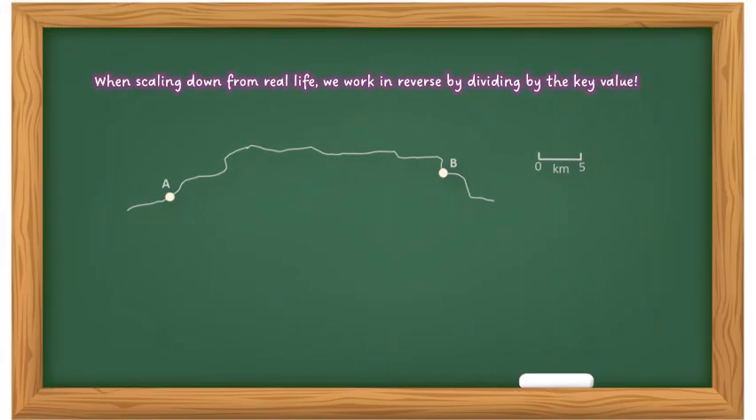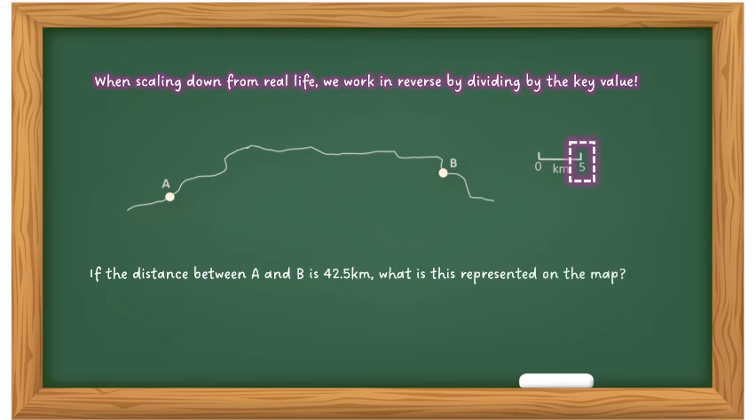Scaling down from real life, we work in reverse by dividing by the key value. Let's have a look at that key value there. If the distance between A and B is 42.5 kilometers, what is this represented on the map? All you do is take this value and divide it by the key value to shrink it down to the size you want. 42.5 divided by 5 gives you 8.5 centimeters. So by reversing it, you get back to your 8.5 again. The key to this is the key value.